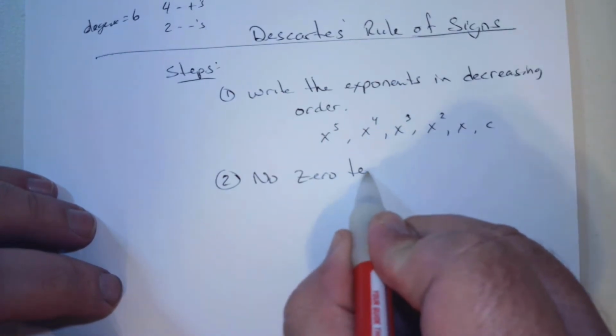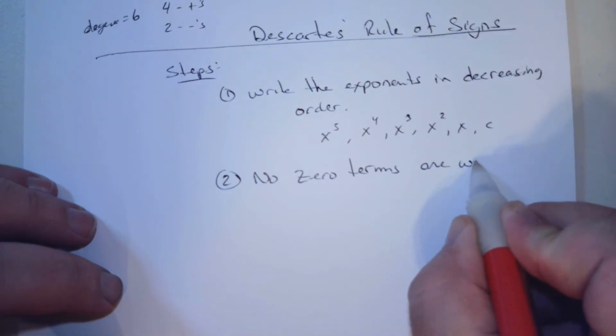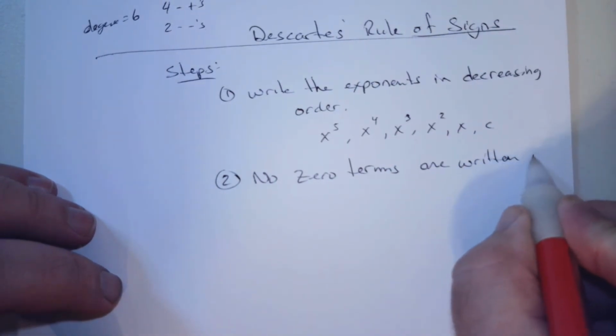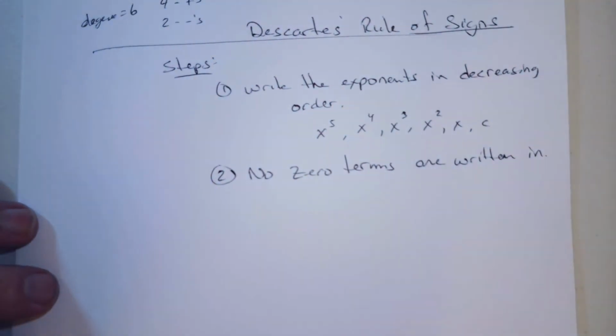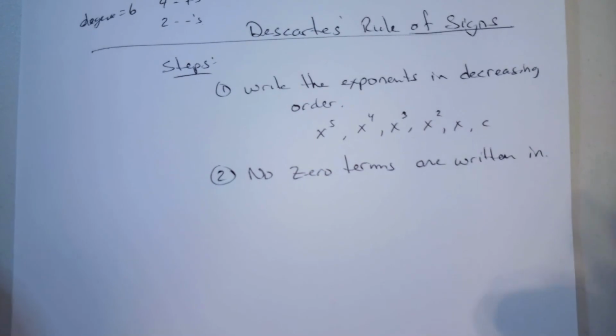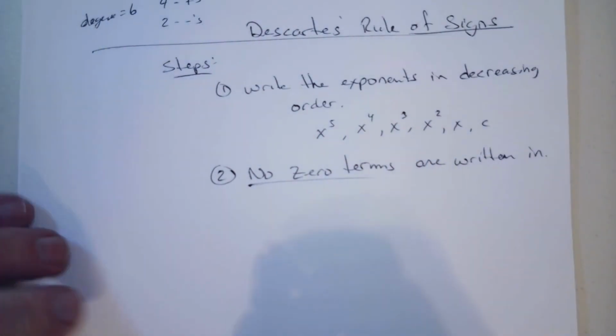No zero terms are written in. Remember when we did synthetic and long division, we had to put zeros. If x squared was missing, we had to put a 0 in that column. Nope. It is what it is.